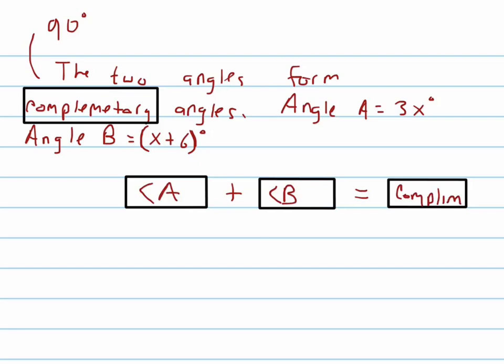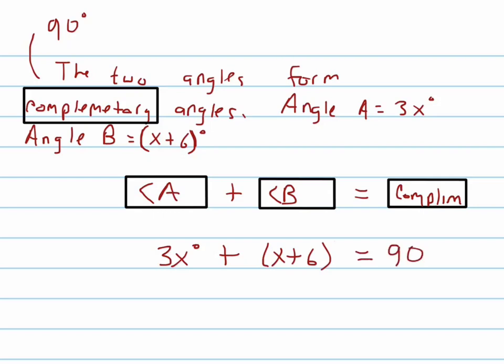I filled it in. Angle A plus angle B equals the complementary. So what does that mean? So angle A is 3x degrees plus angle B is x plus 6 degrees and equals 90.